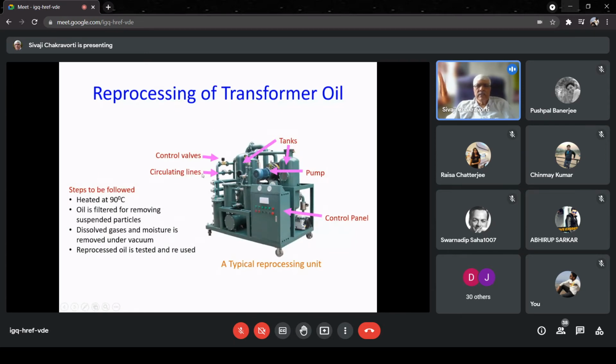So this is what the reprocessing unit machine looks like. You can see there is a pump, a vacuum chamber here, then control valves, etc. This is typically mounted on a vehicle. So if you want to process the oil at a substation which may not be in a city, we drive this vehicle there, connect it, run the entire process, and the vehicle comes back. This is how it is typically done.